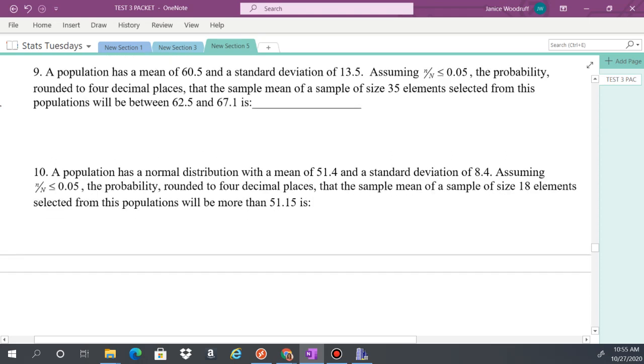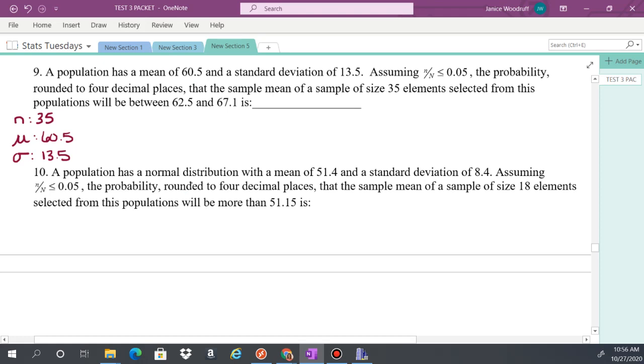All right, so a couple things we have to do here. Let's see what we have. We have a sample size of 35 given to us. We have a population mean of 60.5. We have a population standard deviation of 13.5. We want to find the probability that, we're not really given the context, maybe we'll say this is a test score, is between 62.5 and 67.1. What is that probability given the population mean is 60.5?